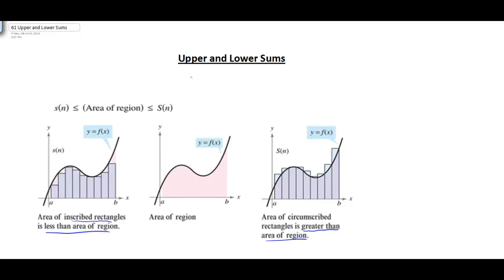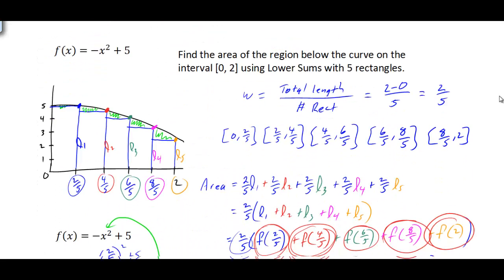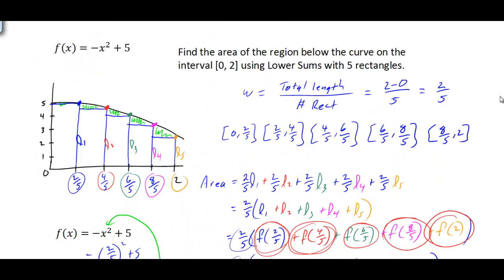This video is going to continue looking at upper and lower sums, and this time we want to look at the upper sum. So now we want to look at calculating the upper sum, so our area is going to be a little bit greater than the actual area. So we want to draw our rectangles going up and above the curve. And recall the last example in the previous video we looked at here, the function negative x squared plus 5.